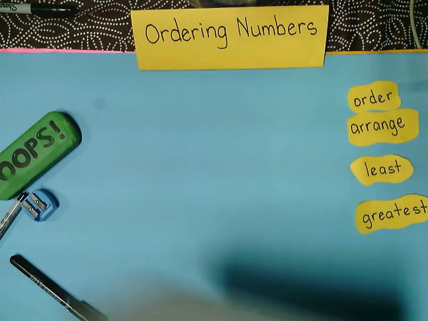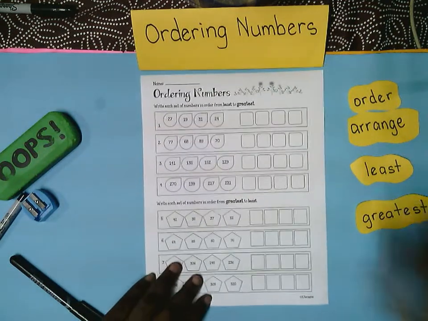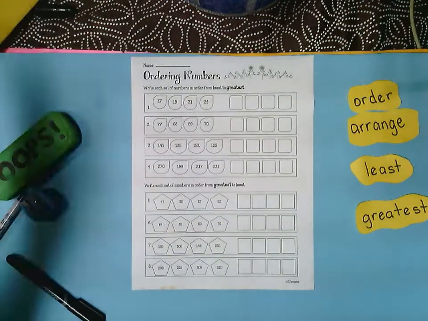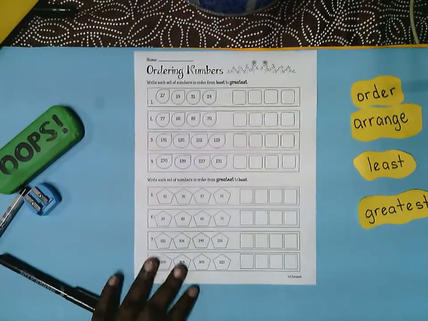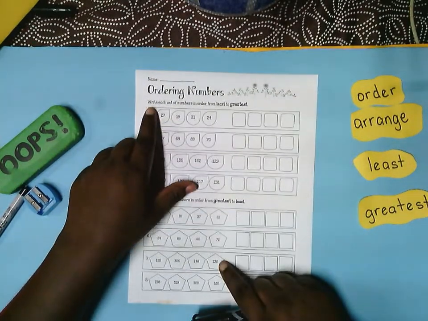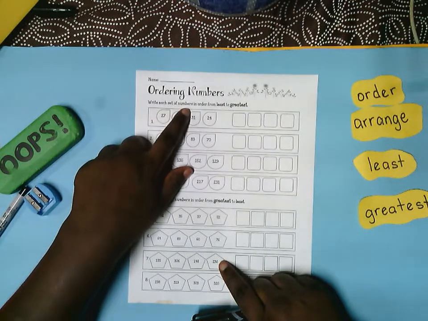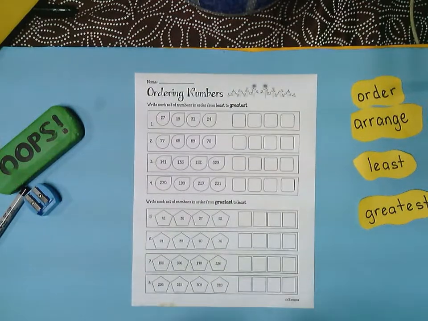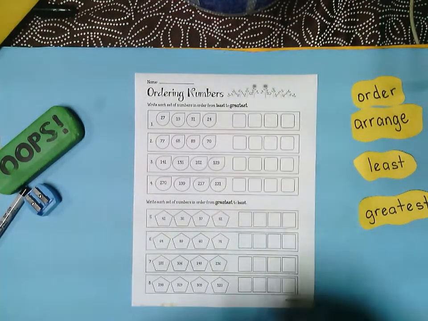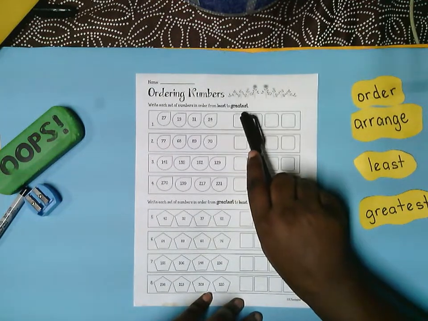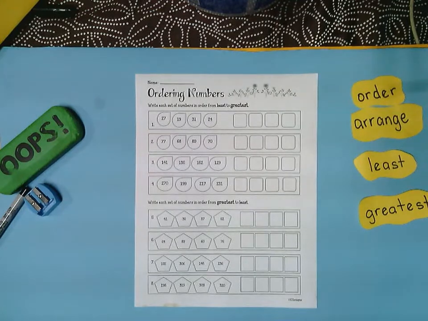So now we're going to do this worksheet together, and we're going to put some numbers in order. So first thing, look at our instructions. It says, write each set of numbers in order from least to greatest. So I'm going to order them from least, which means I'm going from the smallest. Notice least is written in smallest and greatest is written large. That is to help you to remember what least and greatest mean.